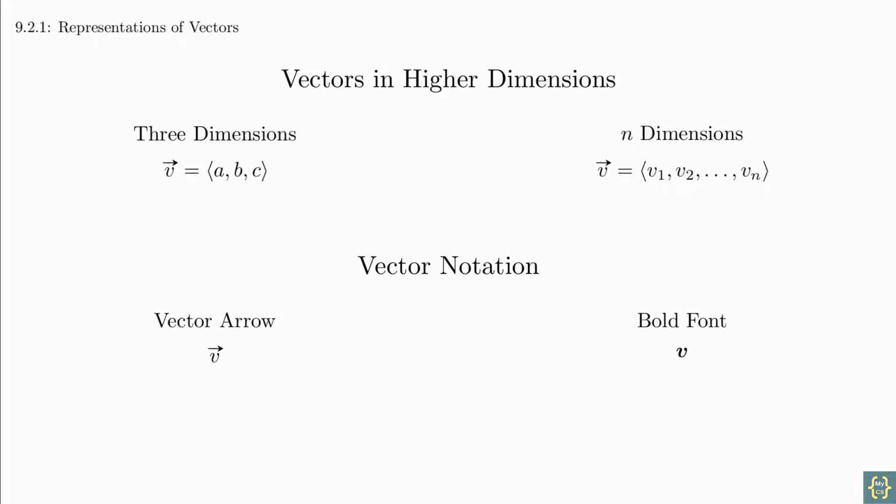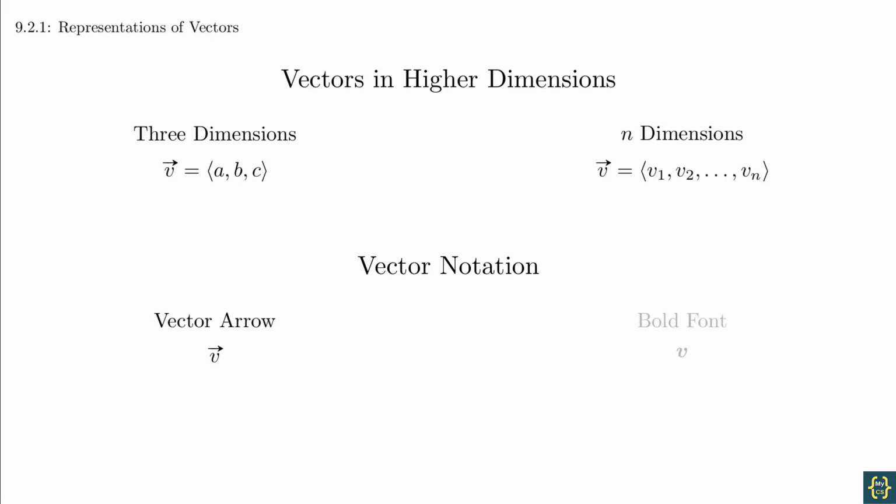The reason for this is mostly historical. It used to be very difficult and expensive to typeset vector arrows, but the use of the bold font was readily available as an option. As a student, this always annoyed me a little bit because it was very easy to overlook the bold font, which caused me all sorts of problems.